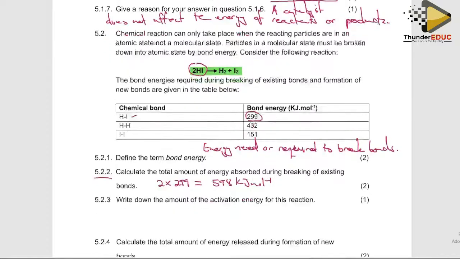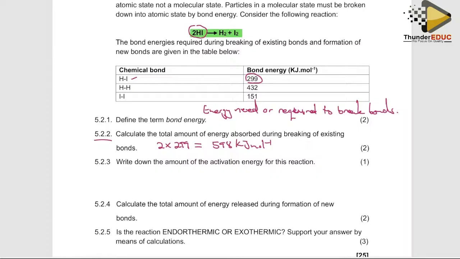Then 5.2.3 says write down the amount of the activation energy for this reaction, right? The activation energy that we need is going to be the same as this value. So the amount needed is 598 kilojoules per mole.